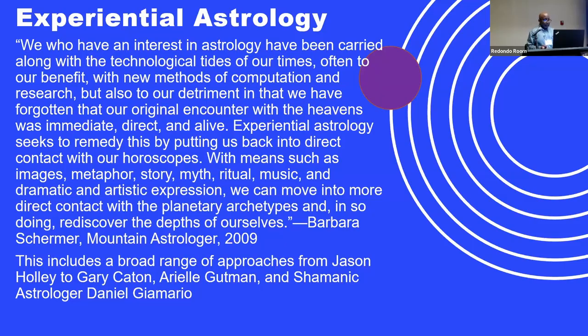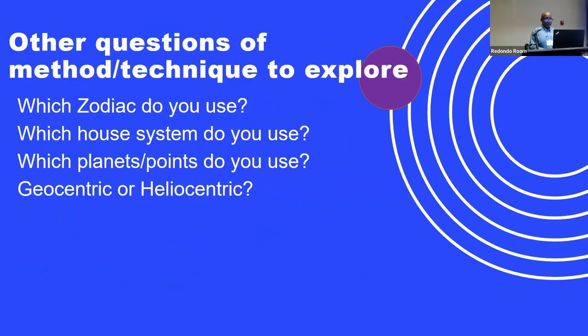This includes a broad range of approaches from our own Jason Holly here, who's going to have a conference. I don't work for the man either, but he is going to have a conference in Santa Fe, New Mexico, dealing with experiential astrology in October. You can contact him more about that. Gary Caton is another good example of this. So is our own Gemini Brett, experiencing the sky, Ariel Goodman, and shamanic astrologer Daniel Giamaro. You didn't mention shamanic astrology. Well, we could put it under New Age in that sense.